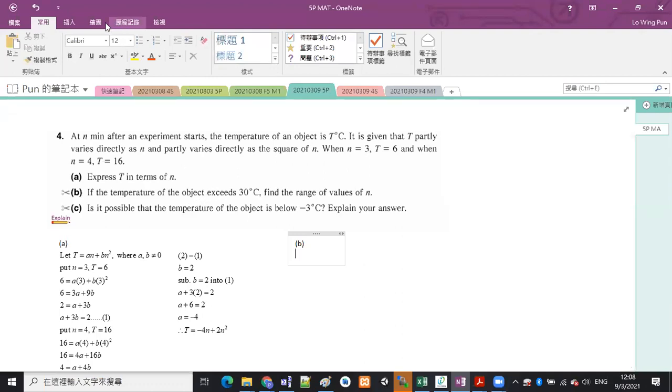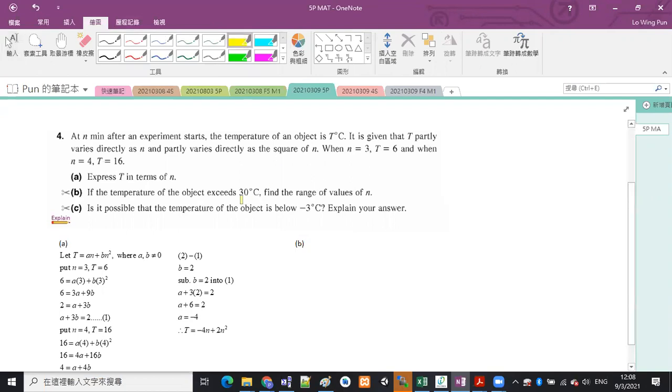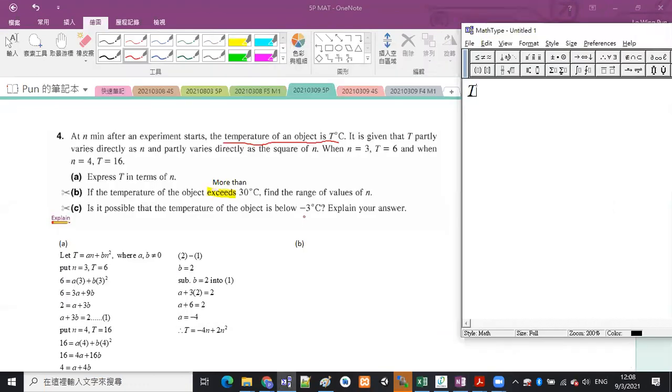Celsius, exceeds is the key word. Okay, exceeds means more than. More than. The temperature of the object. Can you see this? The temperature of an object is T. And then the temperature of the object is more than 30 degrees, which means that the T is more than, that is larger than 30.